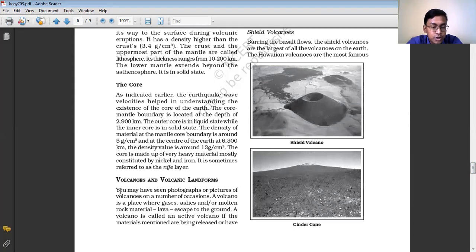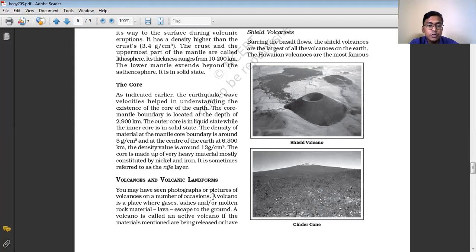You may have seen photographs or pictures of volcanoes on a number of occasions. Many times we have gone through the pictures and photographs of volcanoes, and we have basic information or an idea about them: how a volcano looks, and how they erupt. That we know to some extent.